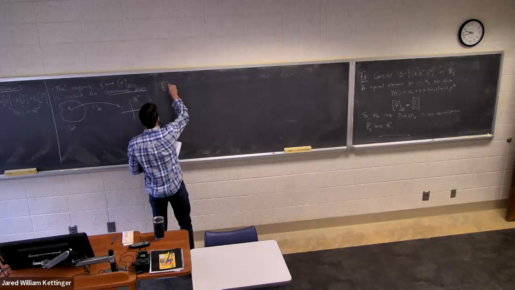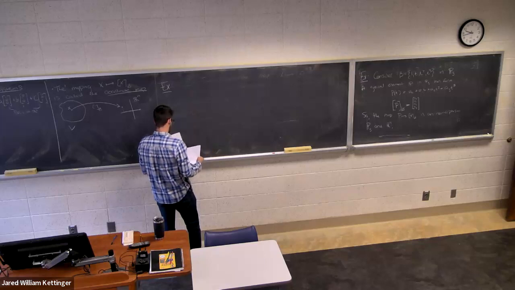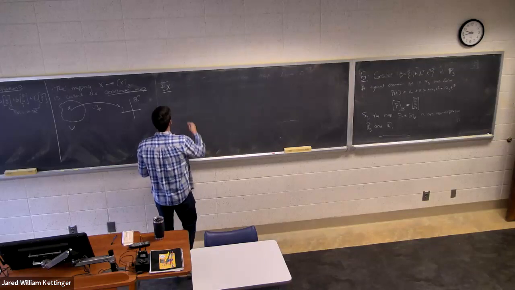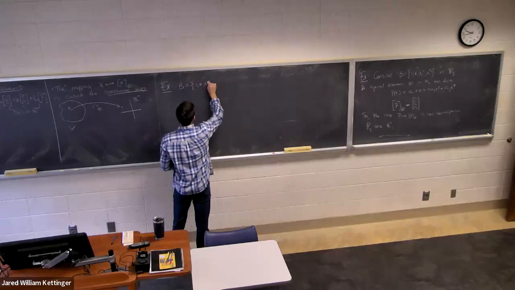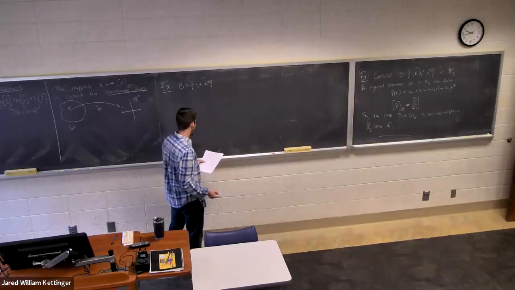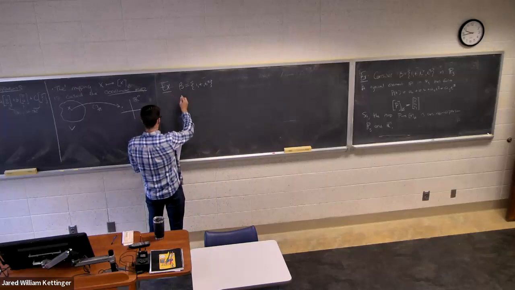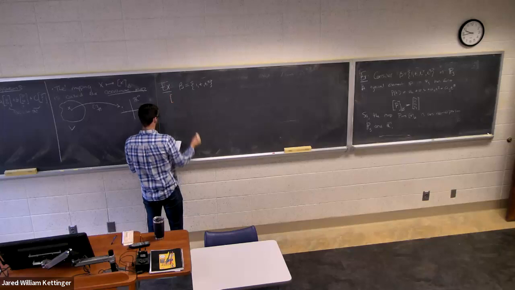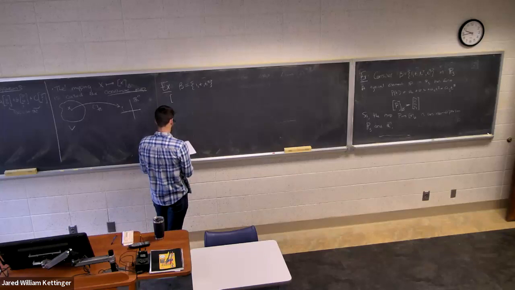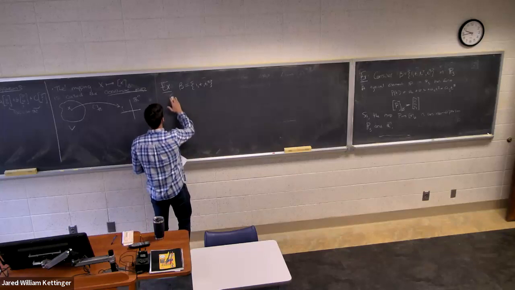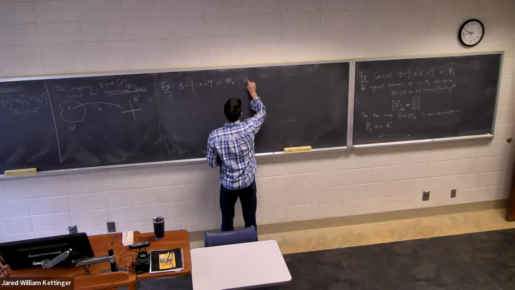So let's do a little bit of computation. We're going to let B, our basis, be the standard basis, but now in P2 instead of P3. And we're going to consider the following three vectors. We want to use this coordinate map.